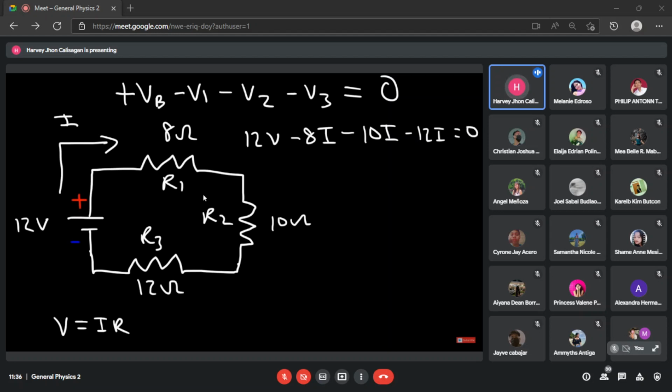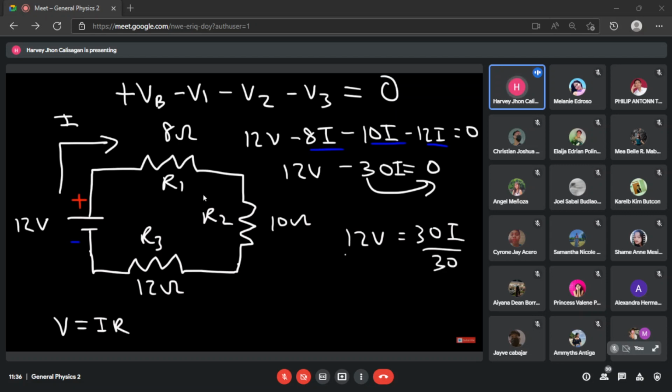So now we can add these terms. Negative 8 minus 10, that's negative 18, minus 12, that's negative 30. So this is going to be negative 30. Now let's move this to that side. So we have 12 V is equal to 30 I. Then let's divide both sides by 30. So the current that flows in this circuit is 12 volts divided by 30 ohms, and that's equal to 0.4 amps.